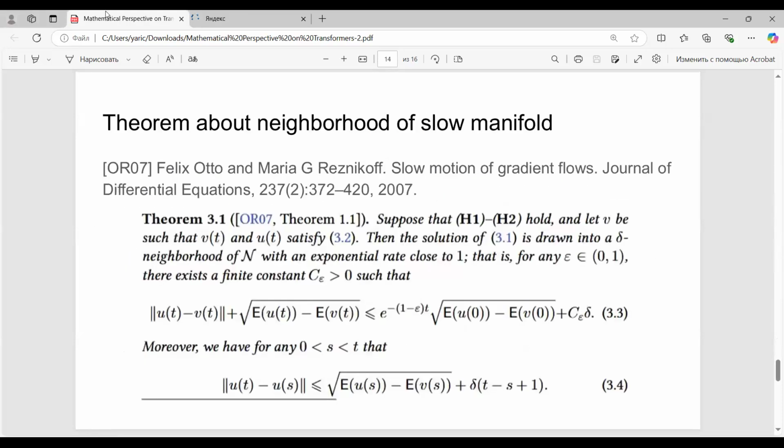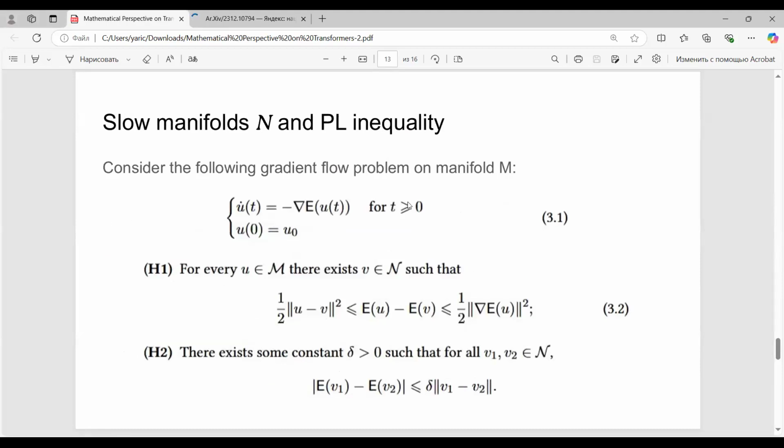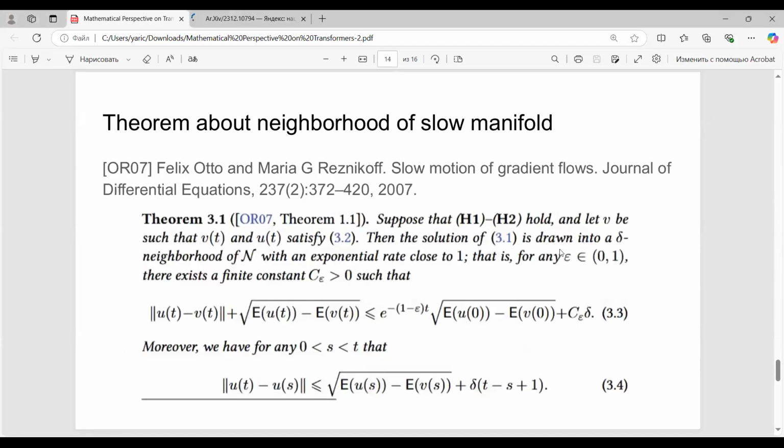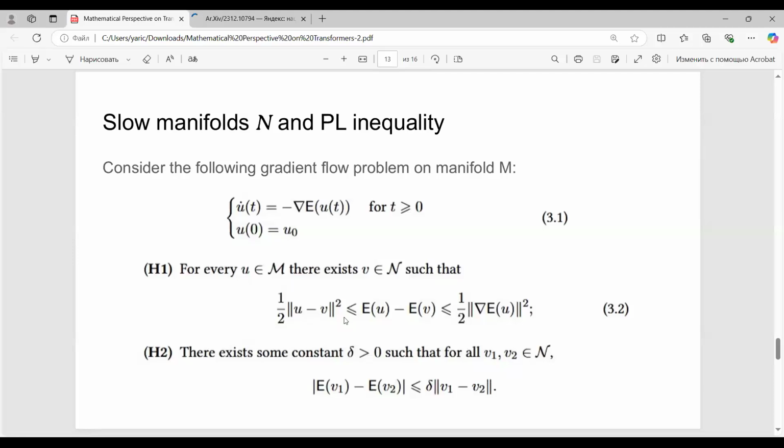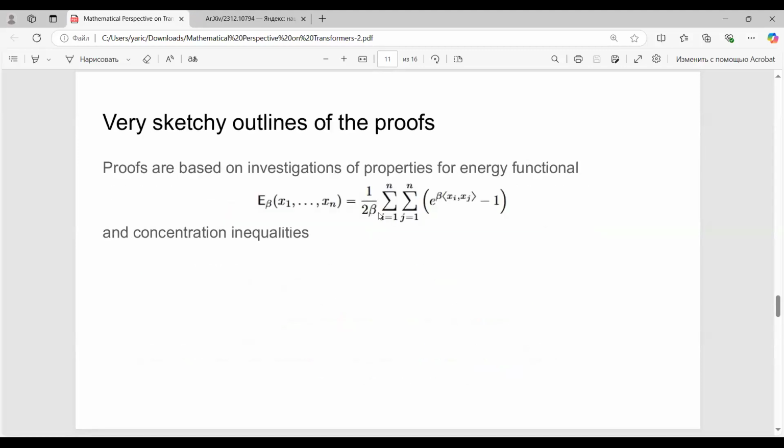Yeah. So if this E functional satisfies these properties, then there is a theorem that holds, which looks like this. So what are the energy properties? Is this E the same E that you were showing before? Actually, it is almost the same.